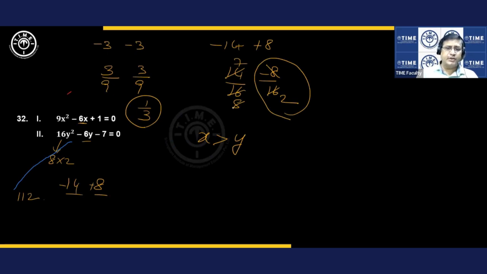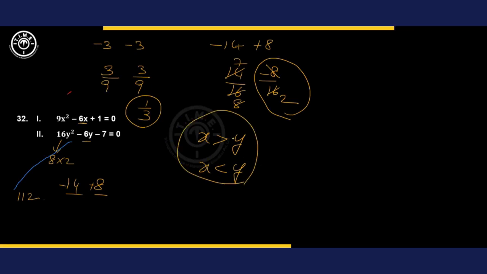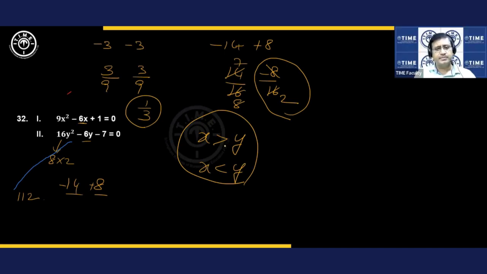Now 1 by 3 and 7 by 8, which is greater? 7 by 8 is greater. So x is less than y. Is it possible to simplify? Yes. One time it is greater, one time it is lesser. So what is the conclusion? Option number 5. The fifth choice is the right answer: relation cannot be established.